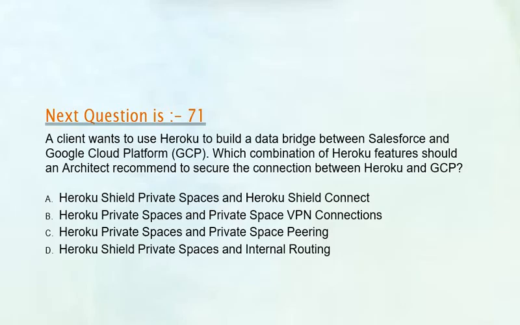Option A, Heroku Sealed Private Spaces and Heroku Sealed Connect. Option B, Heroku Private Spaces and Private Space VPN connections. Option C, Heroku Private Spaces and Private Space Peering. Option D, Heroku Sealed Private Spaces and Internal Routing.